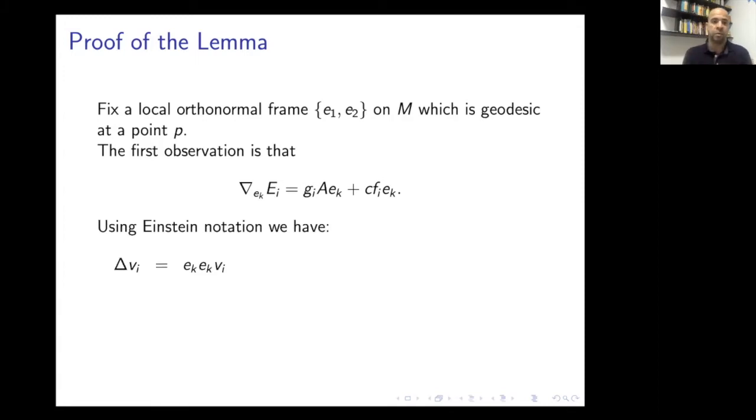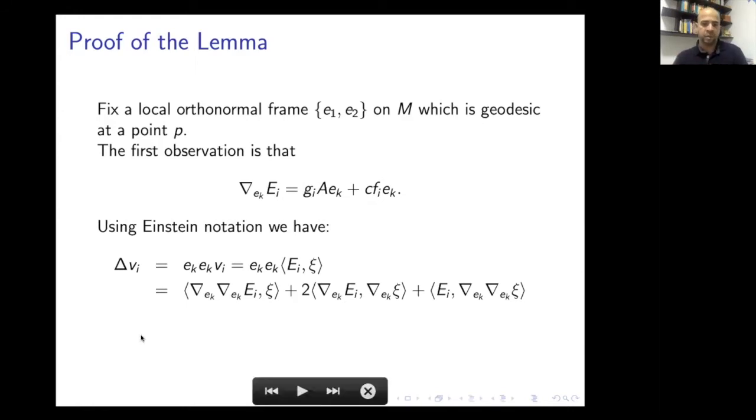Okay, so we start computing the Laplacian. And since our frame is geodesic at a point, the Laplacian is given just by this second derivative here. And for simplicity, we use the Einstein notation, so it's a sum here in K. Well, VI, just recall, is the inner product of EI with C. So when you compute this first derivative here, we have these three terms, which involve the second derivative of EI, here this mixed term, and the third term is the second derivative of C. Let's compute each of these terms, sums actually, separately. And we denote the first one by 1, the second one by 2, etc. 1, 2, 3. Let's compute the first term now.